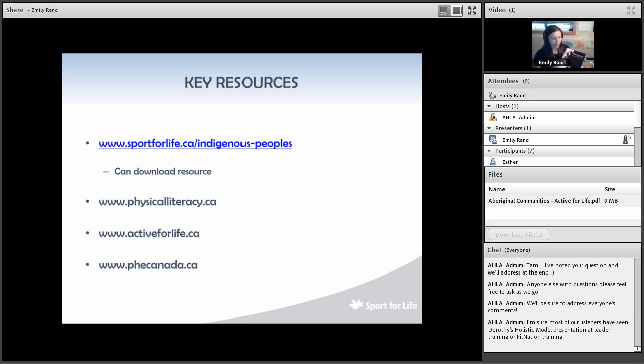And we have this other resource there as well. So this is the Aboriginal Long-Term Participant Development Pathway. That is a resource and a workshop. This one, I would say, is more geared towards non-Indigenous leaders on how to be more inclusive and supportive of Indigenous participants within their programs.